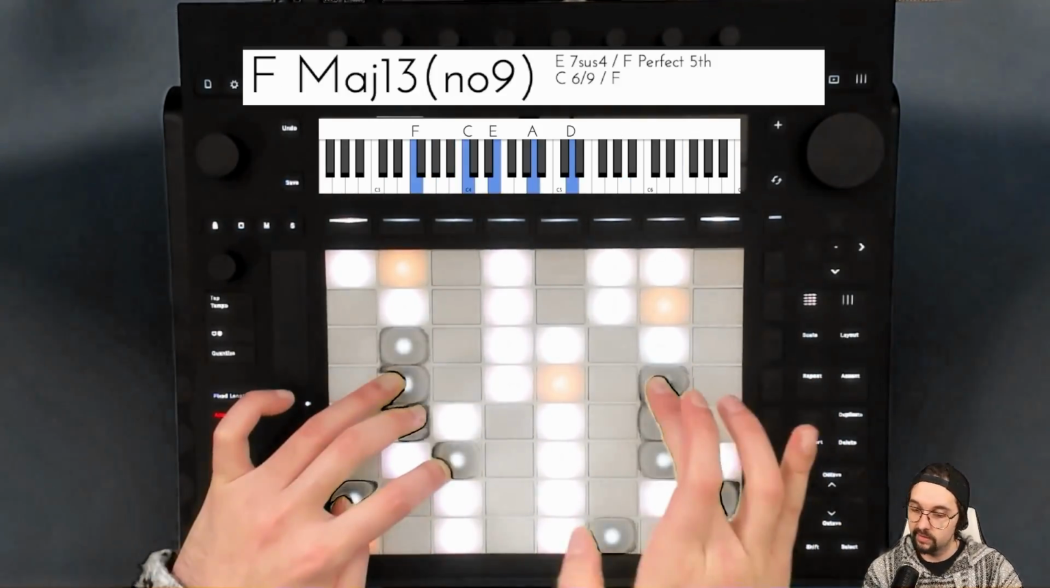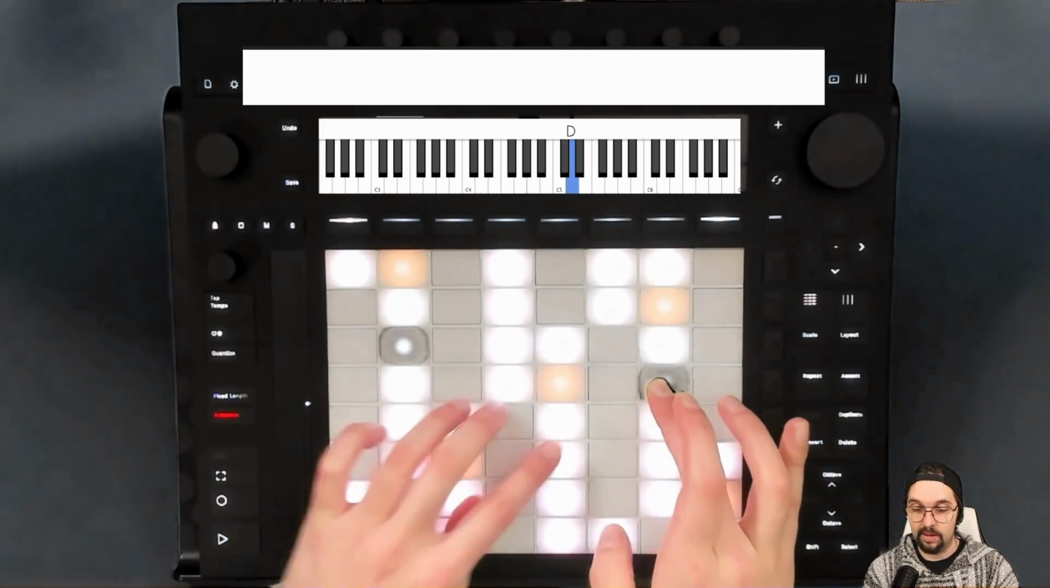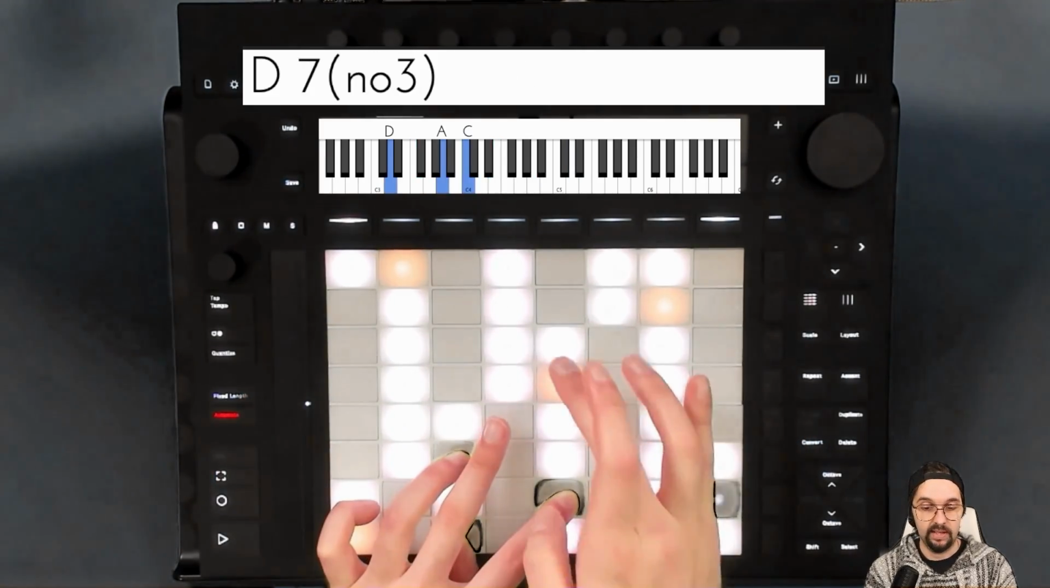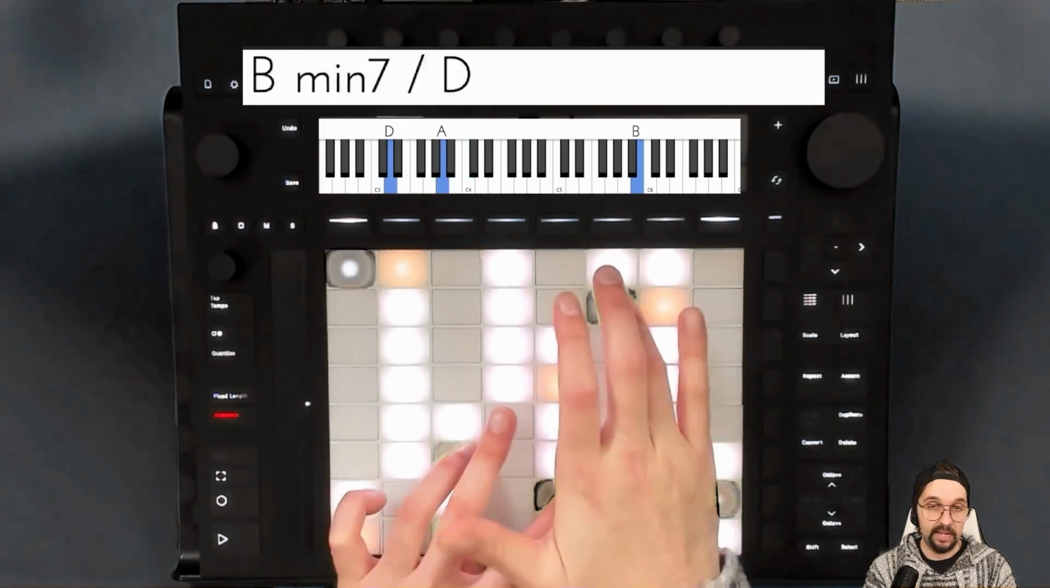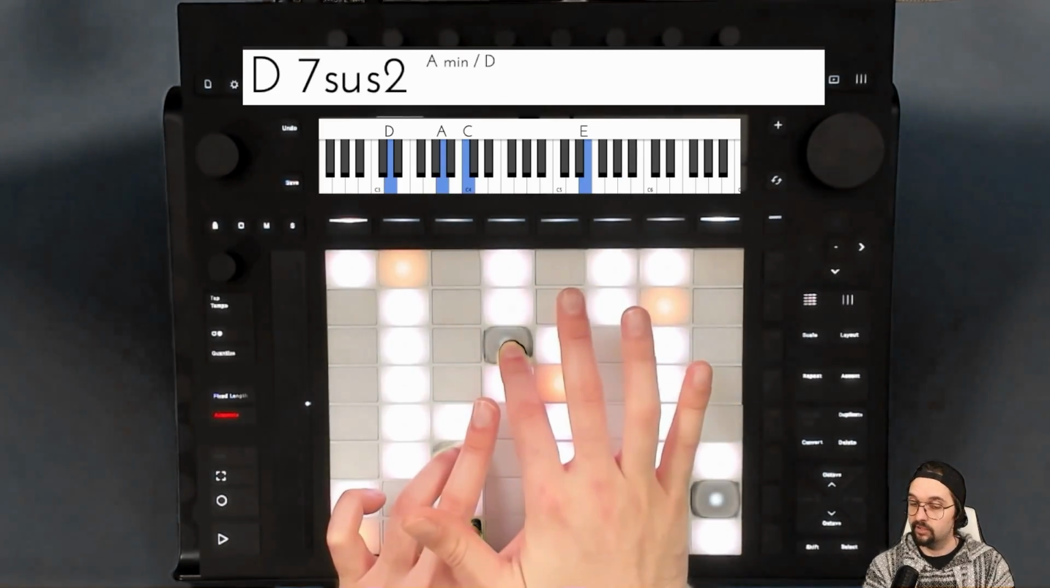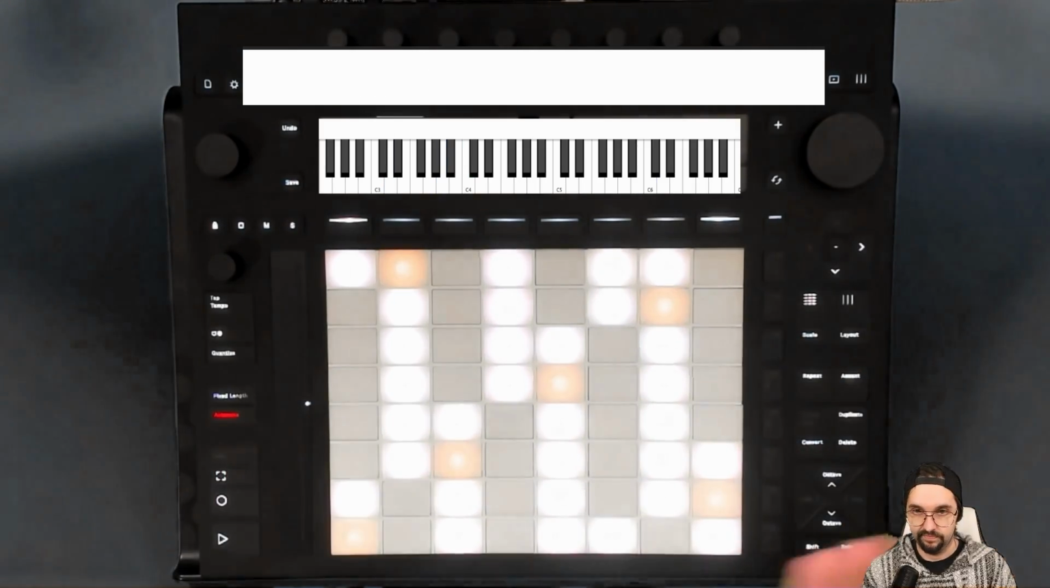Maybe we move up here, hit the 9 again, right? Maybe we go to a minor chord here and we hit the major sixth on top, right? Very nice. Major seventh, major third, root, so on and so forth.